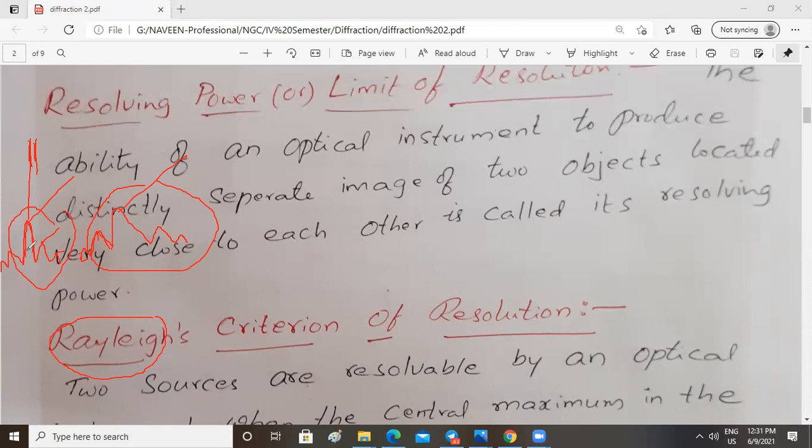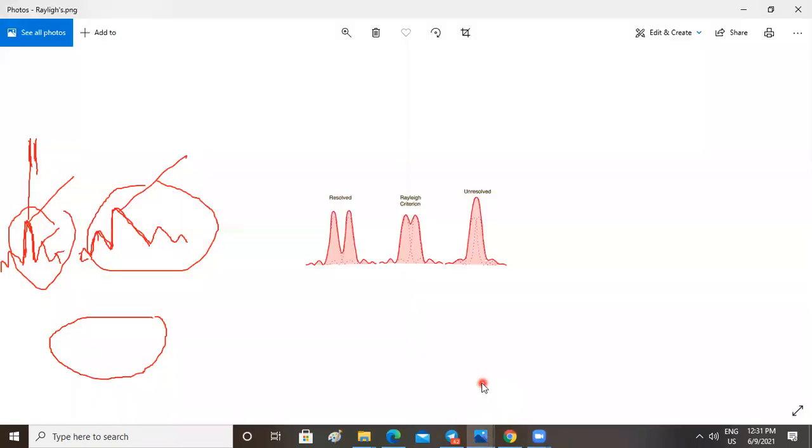Otherwise, if the principal maxima of the two coincide, then we are not able to differentiate these two lines as separate. We see only a single line. This is Rayleigh's criterion. Let me show you a picture to get a clear understanding of this Rayleigh criterion.